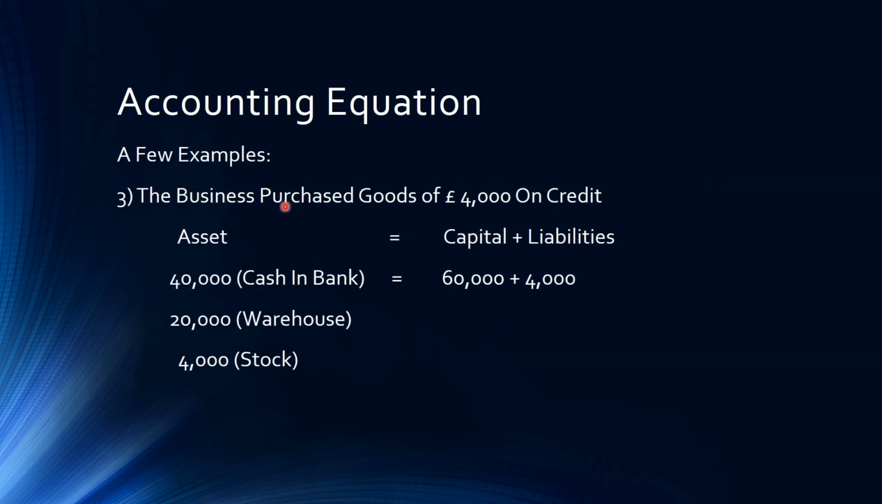Now he actually purchases goods on credit for 4,000. So now what is happening is he's got 40,000 in cash, 20,000 in the warehouse, and he's got 4,000 in stock. That's 64,000. Now the capital is still 60,000, and his liability has increased to 4,000 because he owes money to the creditors, the person he's taken the merchandise or the goods from.